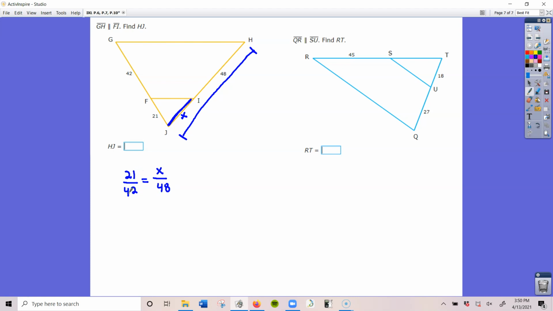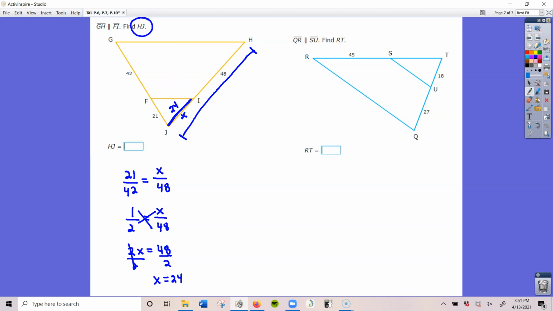21 and 42 can be simplified by 21. 21 divided by 21 is 1, and 42 divided by 21 is 2. And this equals x over 48. Now we cross multiply. 2 times x is 2x, is equal to 1 times 48, which is 48. Divide the 2. We get that x is equal to 24. So that's this part here.